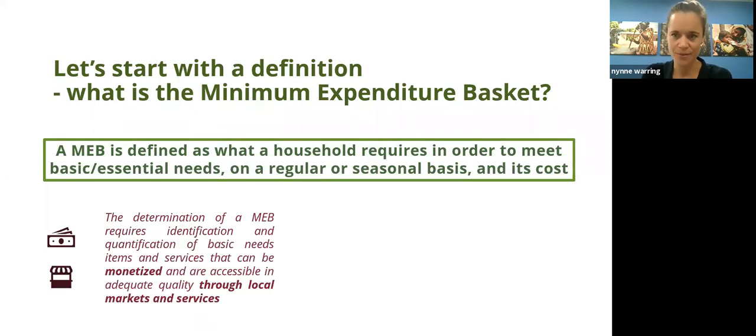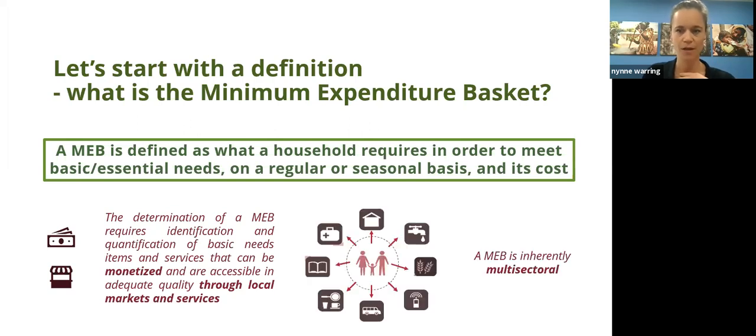Just as we've said in previous webinars, this means that to set an MEB, you need to find out what are these essential basic needs that people are in need of. We're talking here about items or goods and services that can be monetized, or put a price against, and that people can access in sufficient quality and quantity through their local markets and services. It's important to note, also for the purposes of this webinar, that we're talking about things that people are accessing through markets. And of course, in the spirit of everything we've talked about in this series, an MEB is inherently multi-sectoral. Old news, but always good to repeat and remind ourselves.